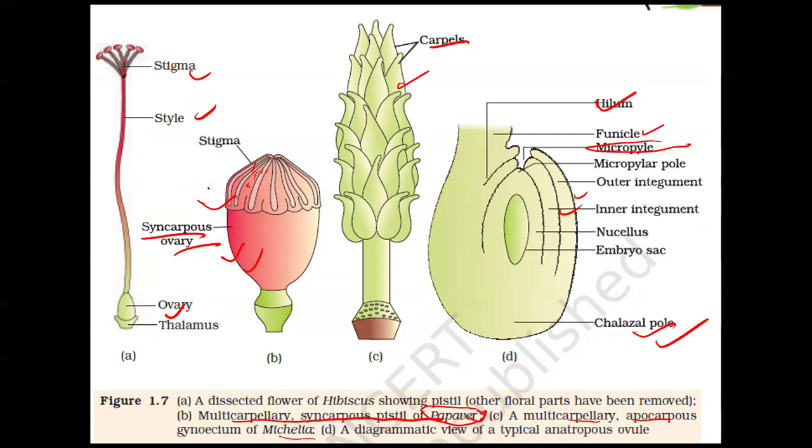So this is all about the structure of the ovule and the female gametophyte. Next, we'll talk about some other topic.